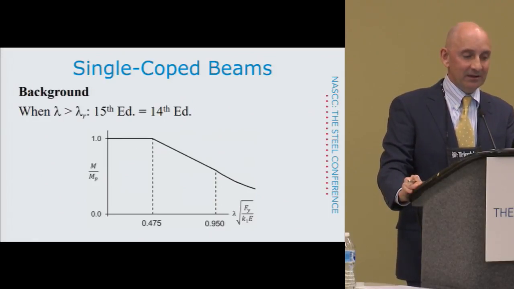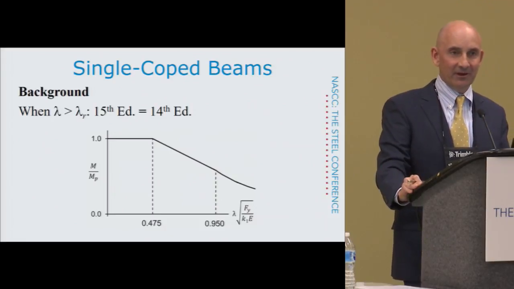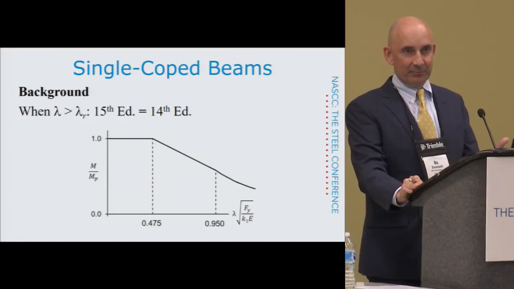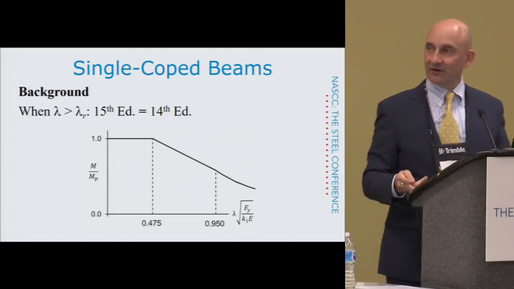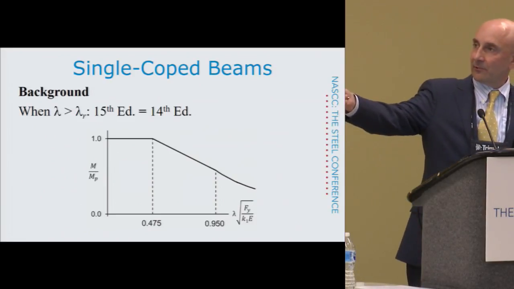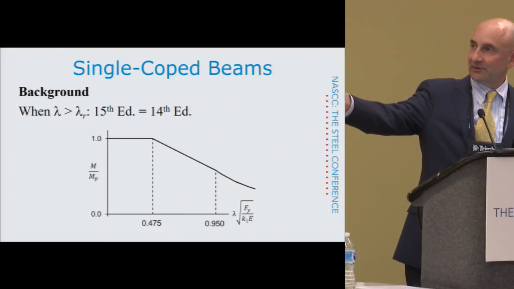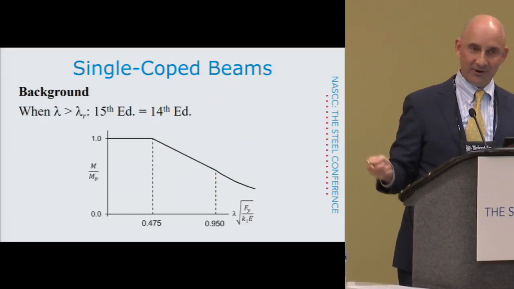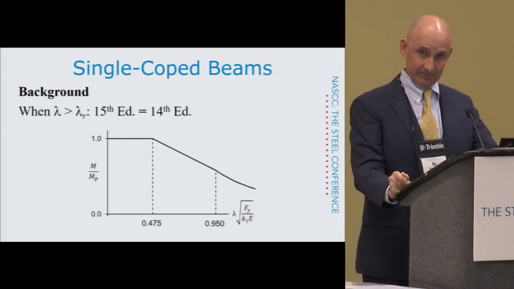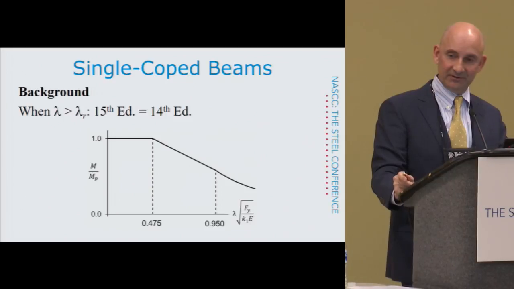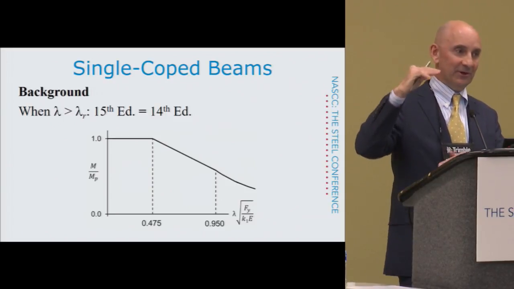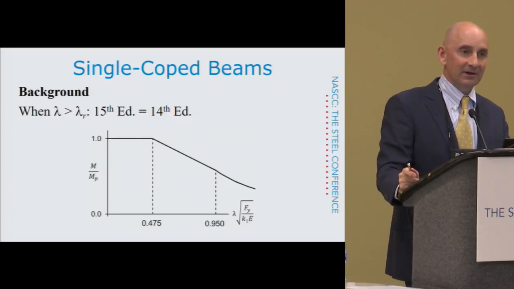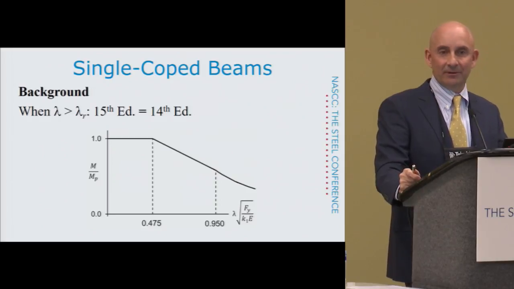Now, you're going to be primarily inelastic or elastic. You'll probably be in this range right here, or maybe up here. Rarely will you be in the plastic range up here on the single copes. The reason is because they're so deep. That H_O dimension is so deep that it's hard to get the plastic strength. Now, I'm not saying never.